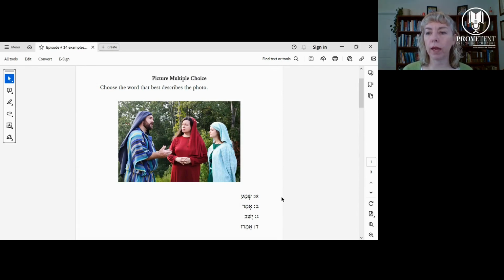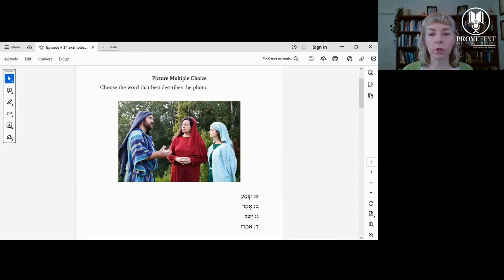And then below that, I have 4 possible answers, and the instructions say, choose the word that best describes the photo. This is a Hebrew example. The first option in the multiple choice is Shama, he listened. The second one is Amar, he spoke. The third one is Yashav, he sat. And the fourth one is Amru, they spoke. And so it's asking them to match which of those words best describes the picture.